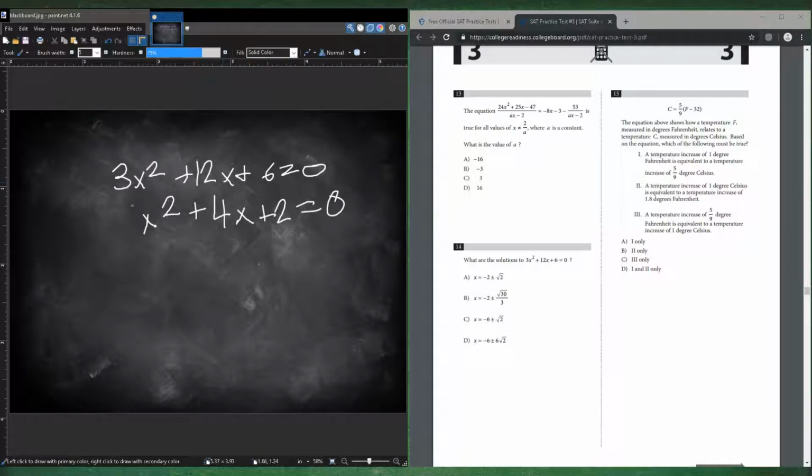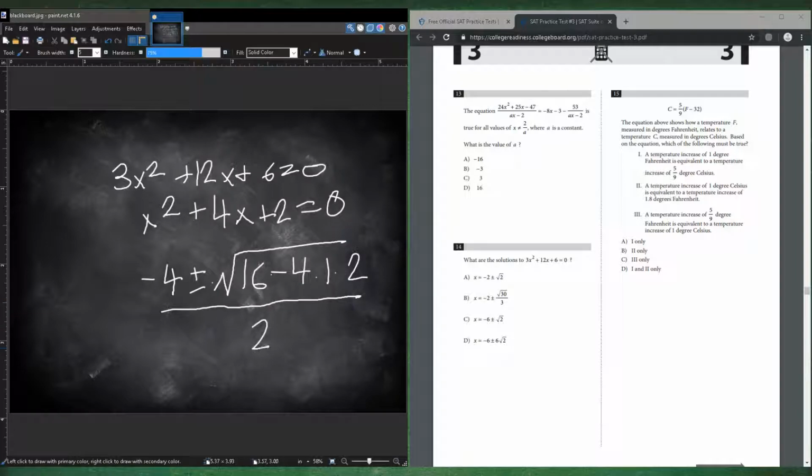So let's just use the quadratic formula, which is negative b, so it's negative 4, plus or minus b squared, which is 4, so that's 16, minus 4ac, minus 4. A is 1, and c is 2, all over 2a, so 2 times 1. So the answer is negative 4 plus or minus, that's 8, so that's square root 8.